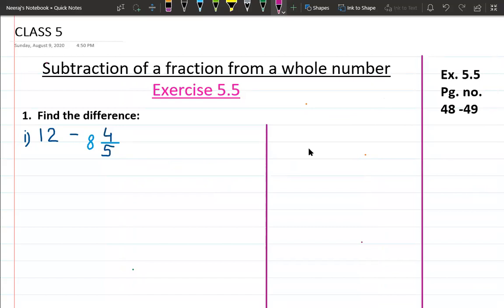Hello students. Today we are going to learn subtraction of a fraction from a whole number. Earlier we have already learned how to subtract like and unlike fractions. Now we are learning how to subtract a fraction from a whole number. As you know, whole numbers start from 0, 1, 2, 3 and go on and on. So on the basis of it, we have to find the difference.